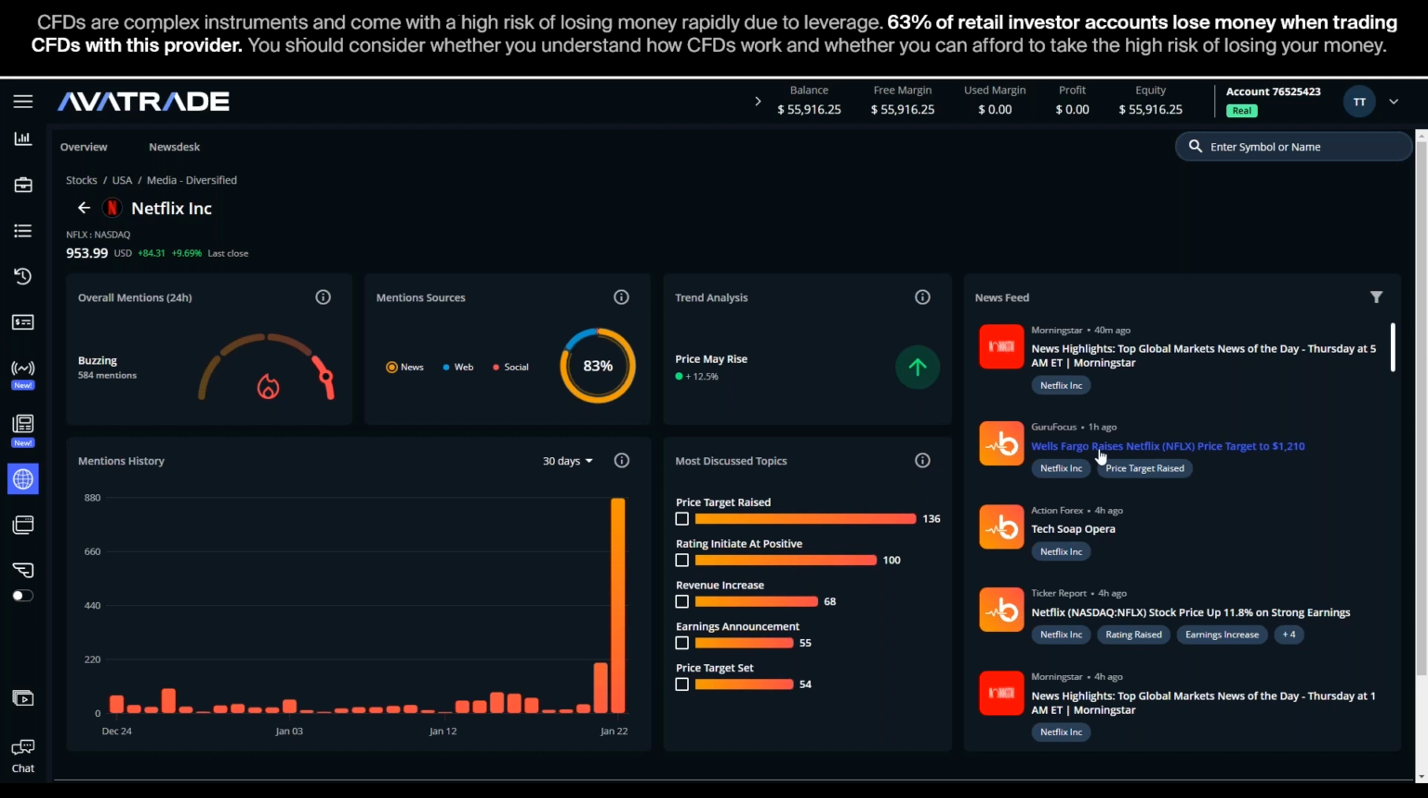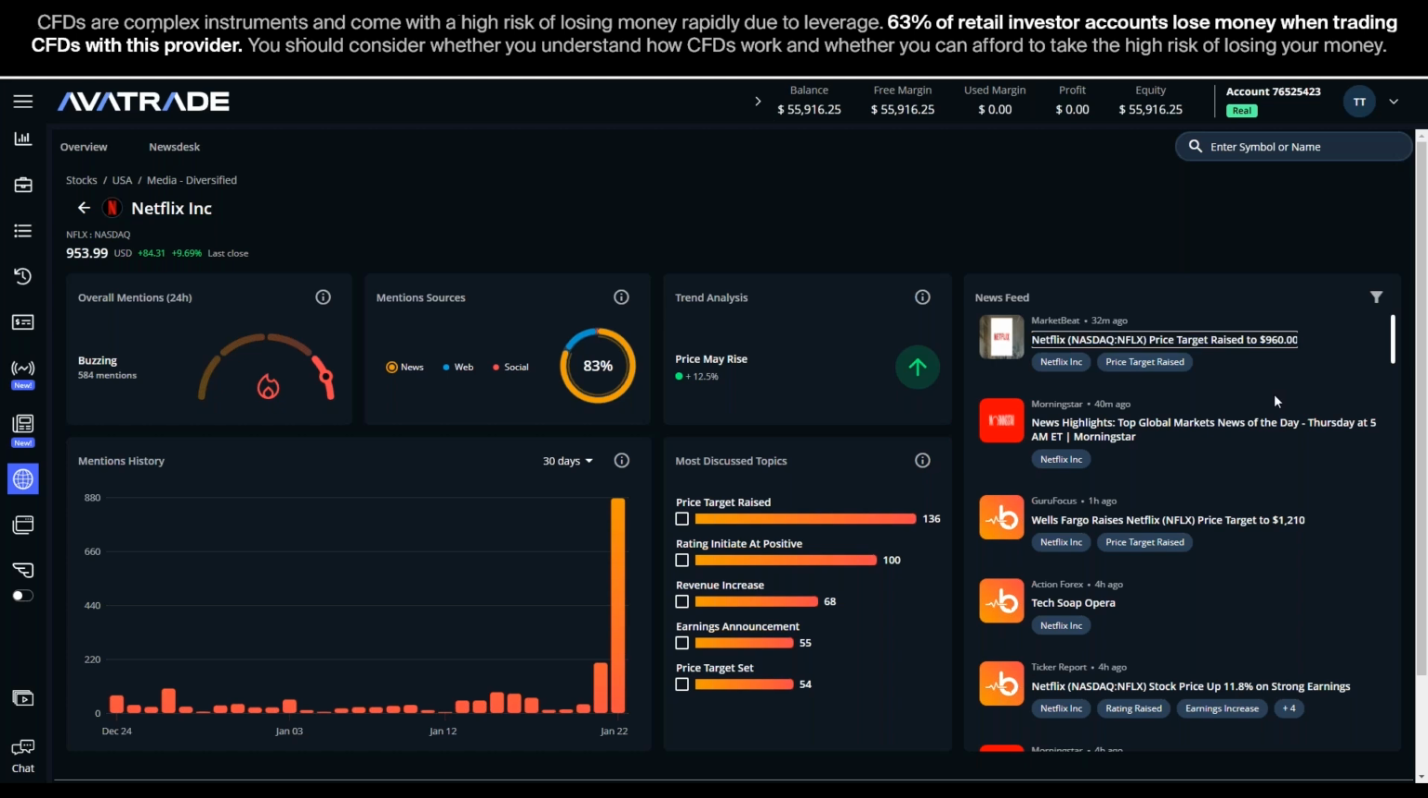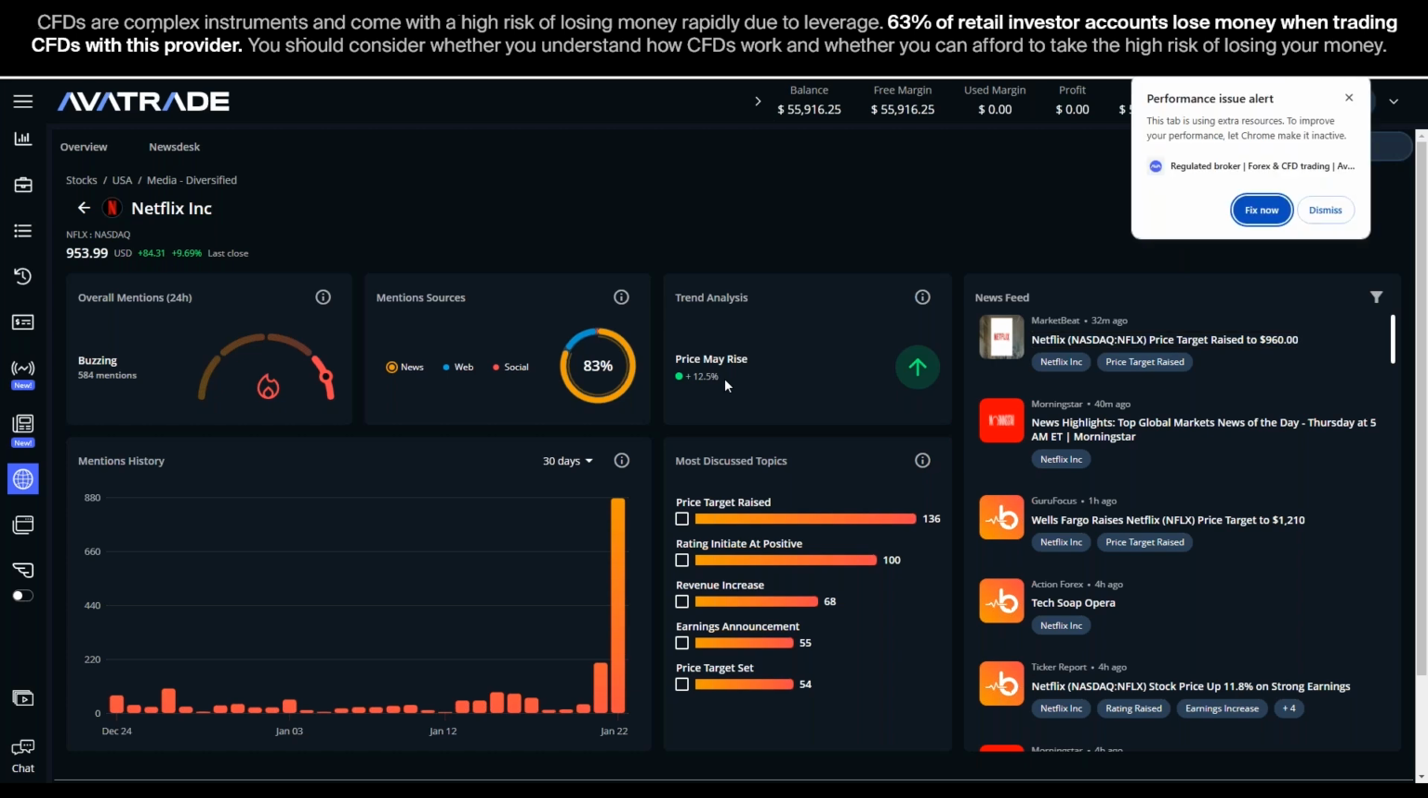Okay, any other news about Netflix, we're going to find it here. Someone else, Wells Fargo, raised their Netflix price target to even higher, 1,210. So not just 960, but Wells Fargo says they think it'll rise to 1,210. Okay, this all sounds bullish from a fundamental standpoint, and the signal is bullish. So now you start to maybe be more certain about the fundamental news matching the technical signal.